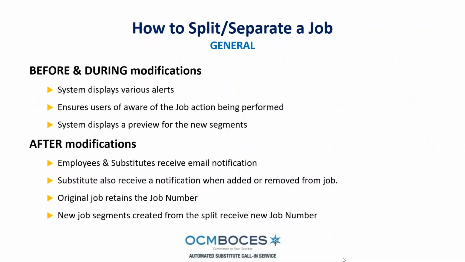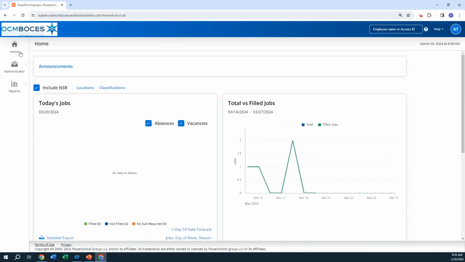After the modifications are made, employees and substitutes receive an email notification, and substitutes will also receive a notification if they've been added or removed from a job. When you are splitting and separating, the original job retains the job number, and the new segments that are created will receive a new job number. I am in my test administrator account to give you a live display of our system and how to do the split and separate process.